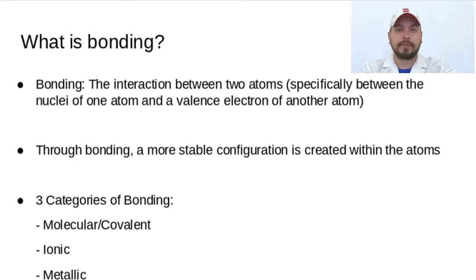What this means is that atoms which have very similar chemical characteristics, which means they're in the same periodic table group, are going to bond in very similar ways. So if we look at the most simple configurations of bonding, we're going to split into three categories: molecular or covalent, ionic, and metallic. So let's talk about each of these three categories first.